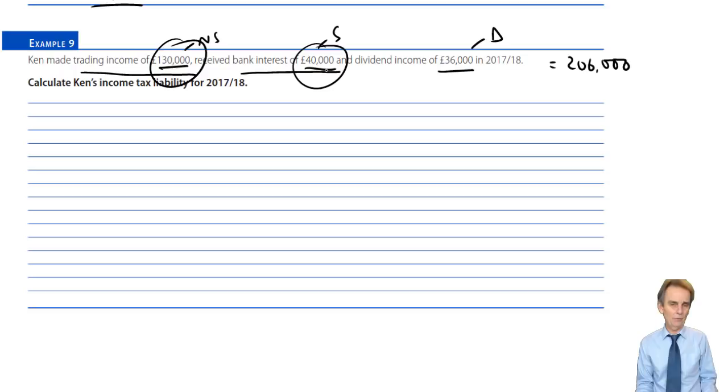So half of that 40,000 will be at the 40% higher rate. Half of it will be at the additional rate of 45%. We then move to the dividend income. Whatever level of taxpayer you may be, what does dividend income firstly enjoy the use of? The dividend income nil rate band.